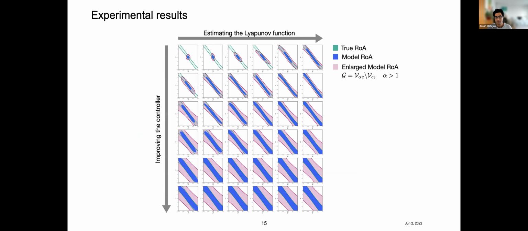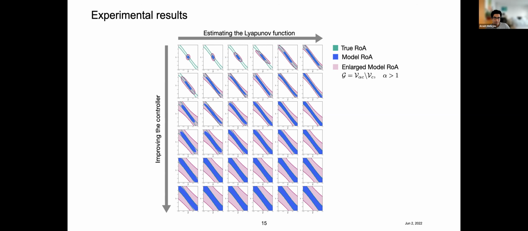So here is the evolution of the algorithm, or the results of the algorithm, and from left to right, each row corresponds to a fixed controller. So the controller does not change. And then for a fixed controller, as you see, the true region of attraction is shown with a green region. And then from left to right, the Lyapunov function gets better. The Lyapunov function is being trained, and it becomes better up to the point that it achieves a good estimate of the region of attraction. As you see, this estimate is shown with the blue area.